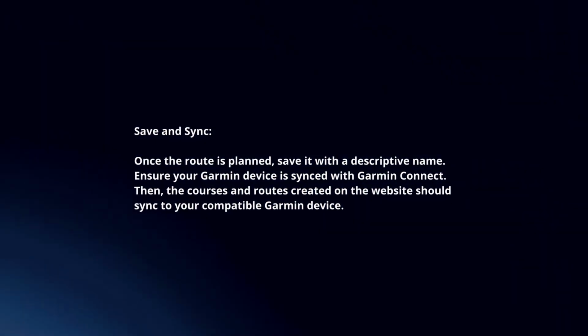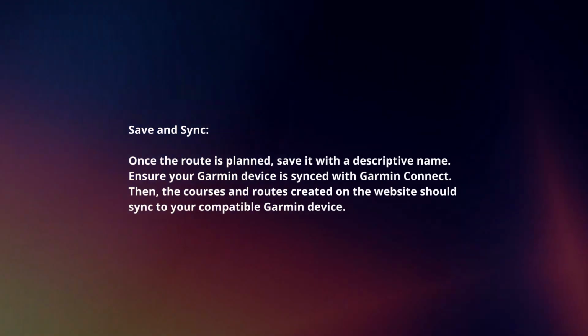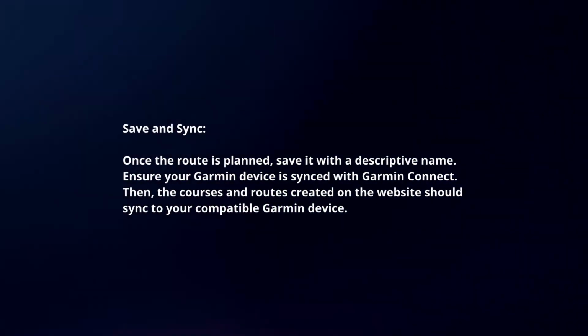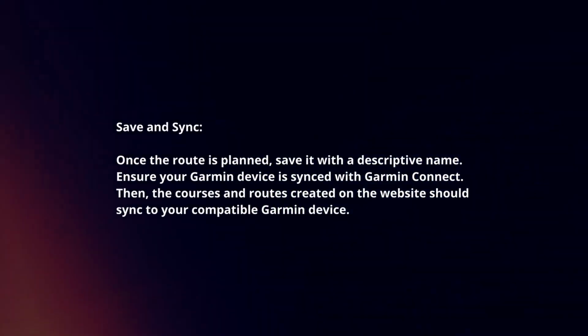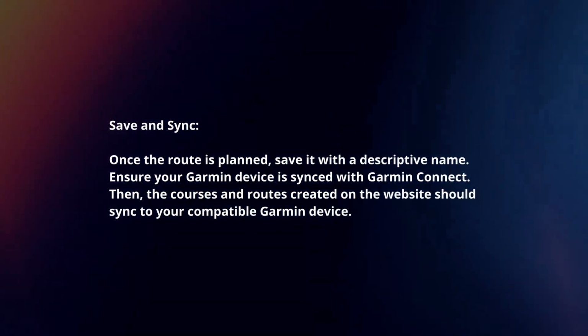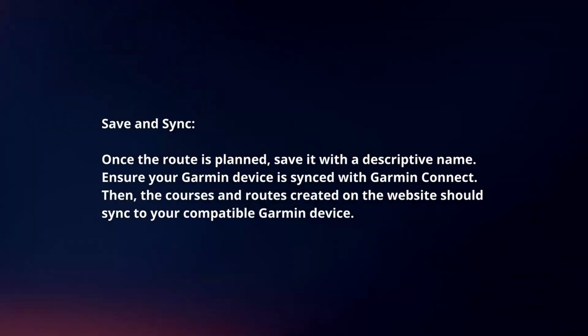Save and sync. Once the route is planned, save it with a descriptive name. Ensure your Garmin device is synced with Garmin Connect. Then, the courses and routes created on the website should sync to your compatible Garmin device.